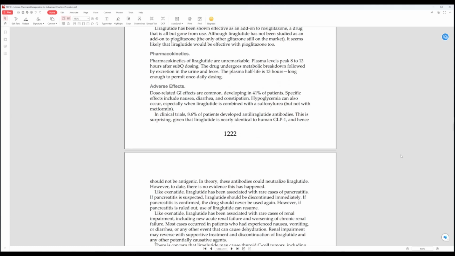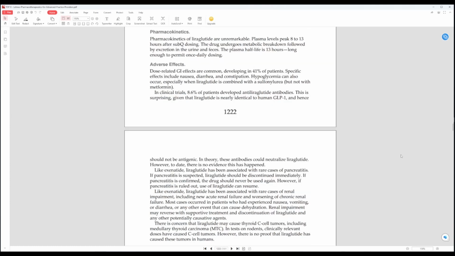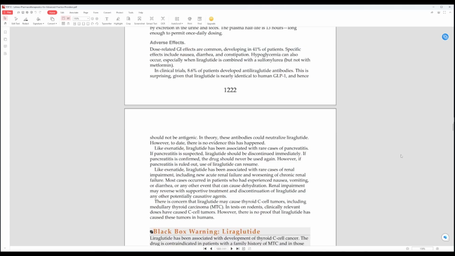Pharmacokinetics of liraglutide are unremarkable. Plasma levels peak at 8 to 13 hours after subcu dosing. The drug undergoes metabolic breakdown, followed by excretion in the urine and feces. The plasma half-life is 13 hours long, to permit once-a-day dosing.